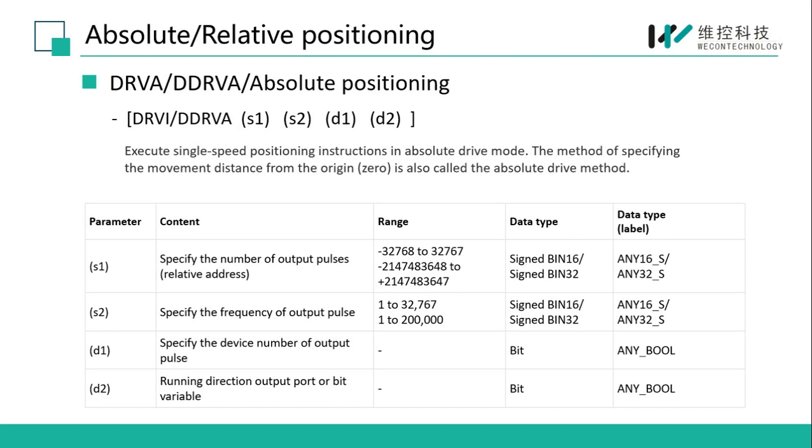Also, the instruction for absolute positioning, DDRVA. Actually, the parameters are the same, but the movement distance is from the origin. Origin is 0, so it's called the absolute drive method.